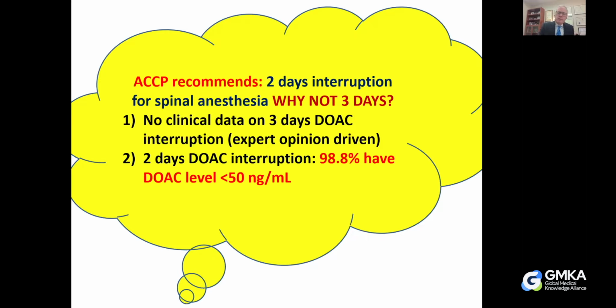The second point is, if you consider 2 days interruption of a DOAC, there are studies that have shown that this interruption is associated with about 99% of patients having a DOAC level less than 50 nanograms per ml, which a number of clinicians feel is a safe threshold. So, this is something that we would allow thrombolytic therapy, for example, if a patient comes in who is taking a DOAC and has an acute ischemic stroke.